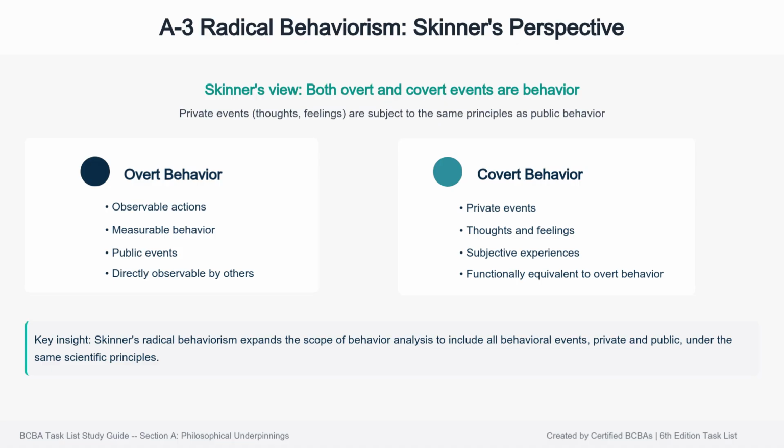Now we get to radical behaviorism, B.F. Skinner's core idea. It's radical because it includes private events like thoughts and feelings as legitimate behavior. They aren't mystical or separate from the environment. They're just behaviors we can't see directly. So instead of saying he hit because he was angry, a behavior analyst asks, what environmental conditions produced both the anger and the hitting? This approach keeps our focus on observable relations, not unmeasurable labels.